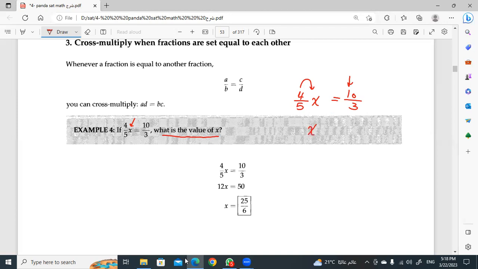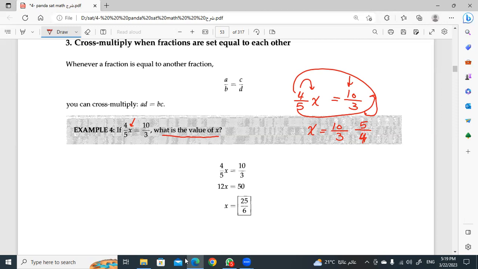I will say that x is equal to 10 over 3, but here the 5 will move to the other side upward, which is 5 over, and here the 4 is upward, it will move downward, which is 4. Clear? So right now, I have 10 over 3 multiplying by 5 over 4.